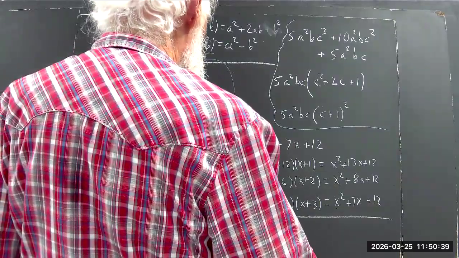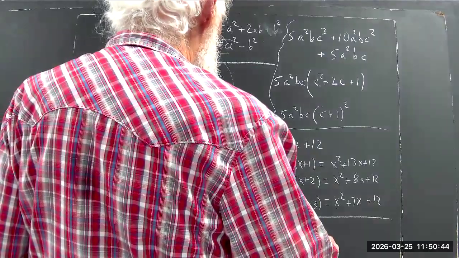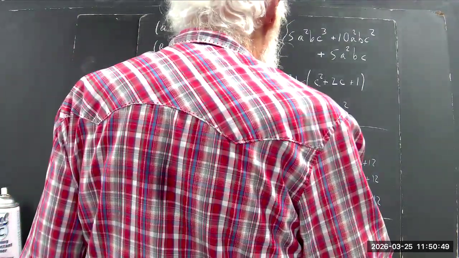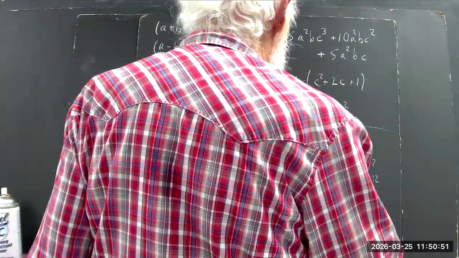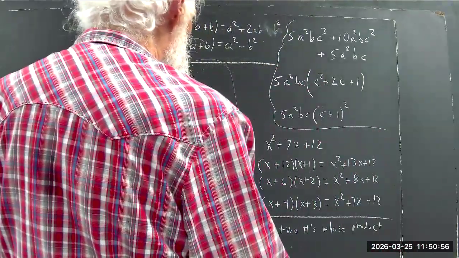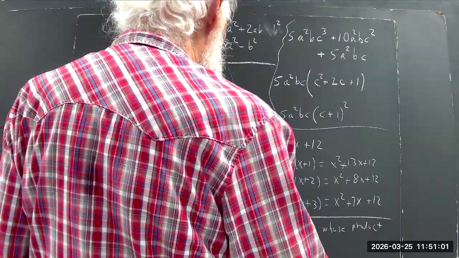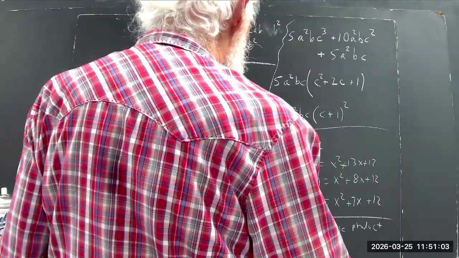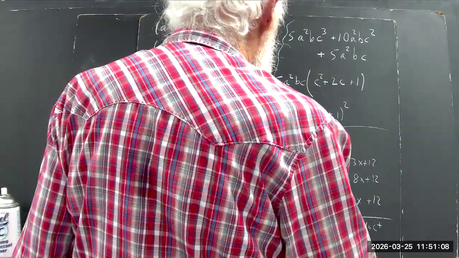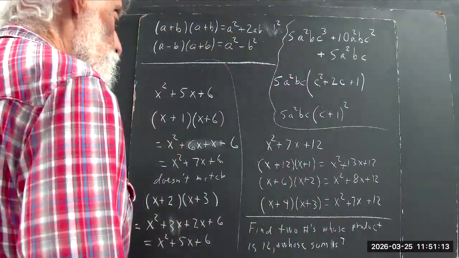Now we already know what the solution is, but let's just write this down. Find two numbers whose product is 12 and the sum is 7.